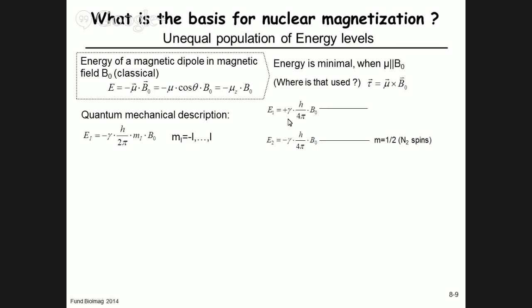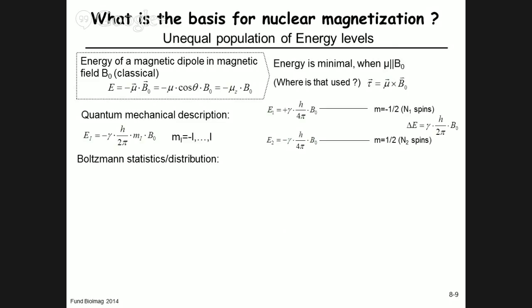And then we have the other energy level, which is higher. So we have higher energy. And here we have mi equals minus 1/2. And we have N1 nuclei in that energy level. This gives us an energy level difference of delta E, which is given just by the energy difference of these two, gamma h over 2 pi times B0. Okay, now there's another thing that comes from quantum mechanics. That's the Boltzmann distribution.